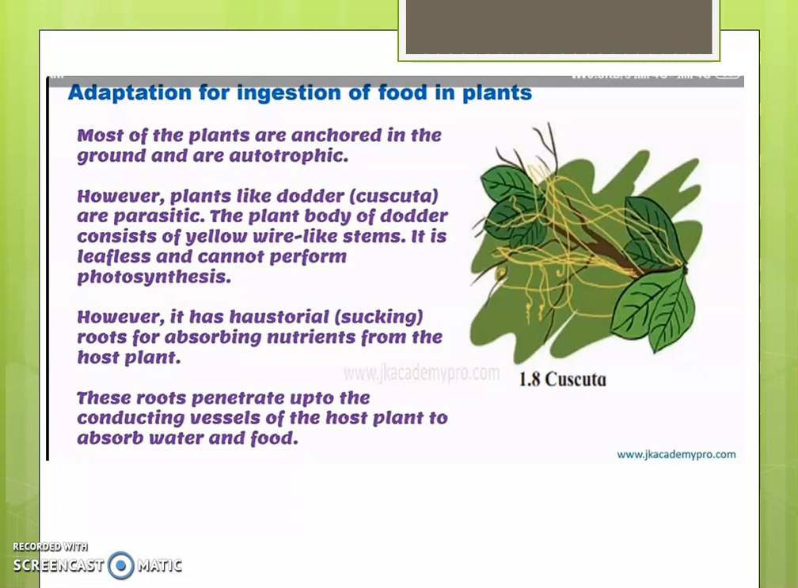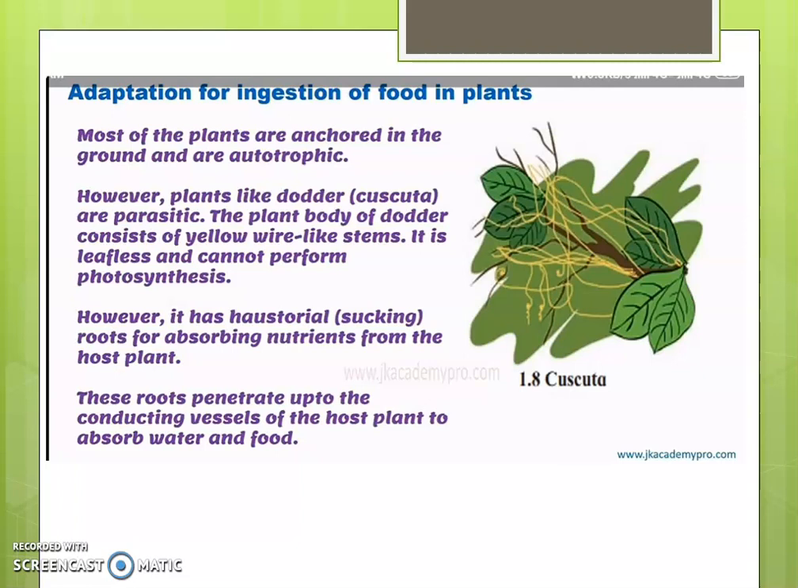Most of the plants are anchored in the ground and are autotrophic. Autotrophic means they prepare their own food with the help of sunlight. However, plants like dodder, cuscuta, are parasitic. Parasitic means they grow on other trees and eat their food. The food which is prepared by other plants, they eat it. So they are parasitic. They do not prepare their own food. They eat the food prepared by other plants on which they are growing.